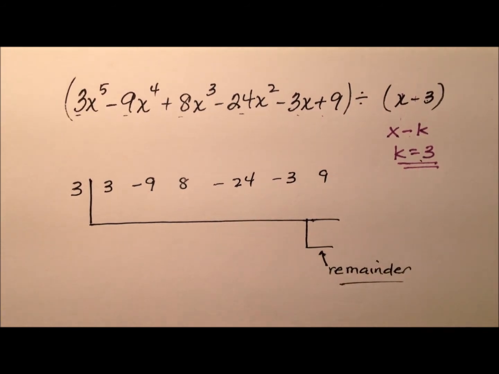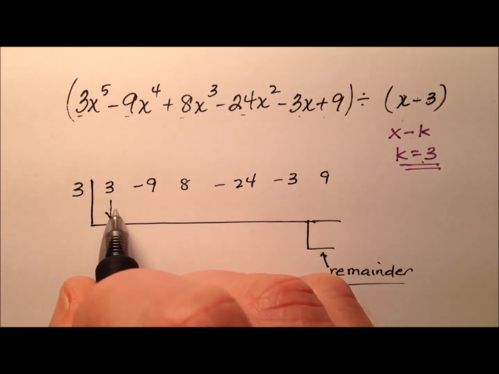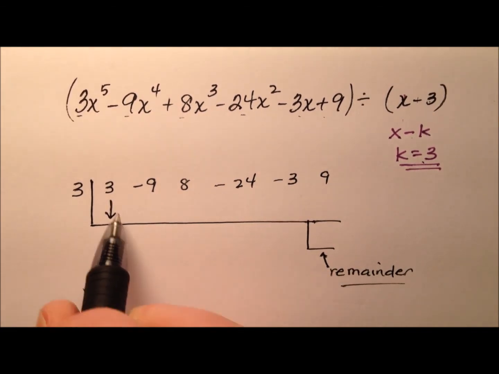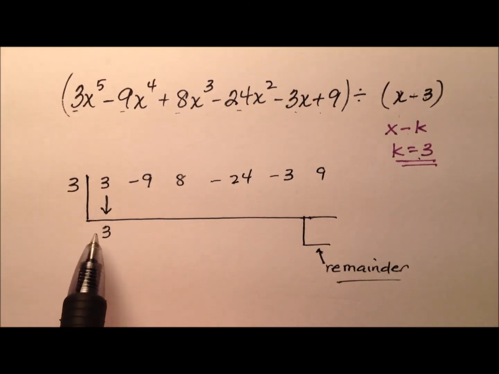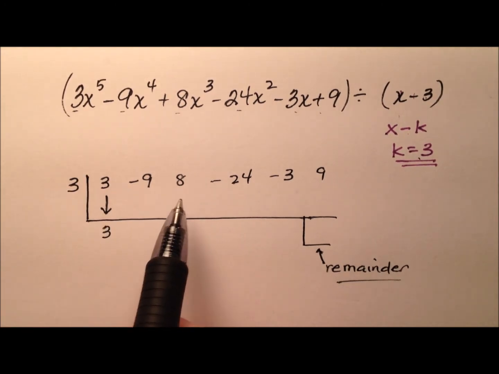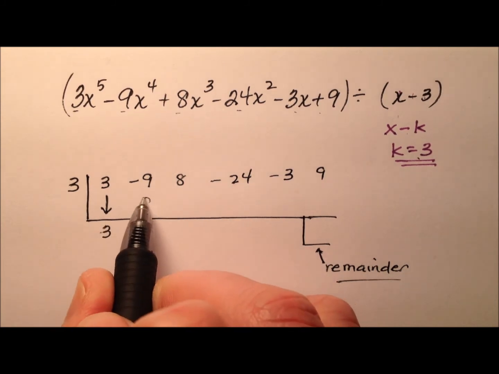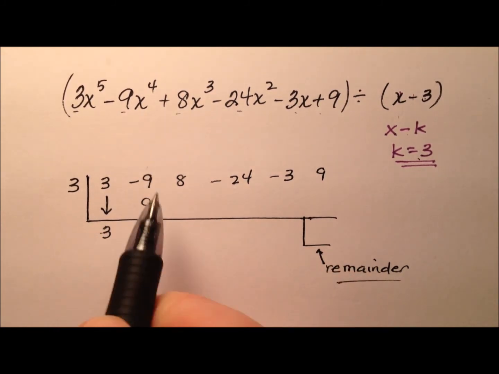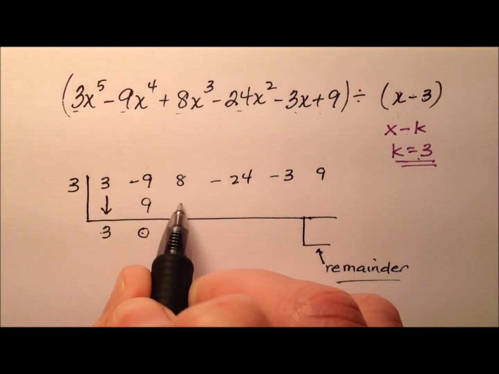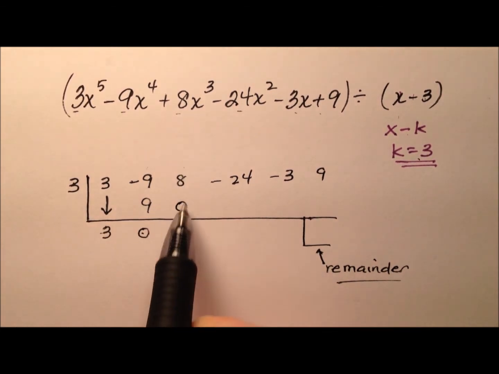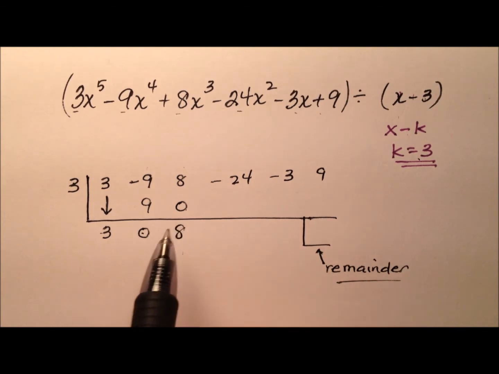Okay? So the first thing for synthetic division is go ahead and bring down this leading coefficient, so 3, and then we're going to go through a process of multiplication and addition, multiplication and addition. So 3 times 3 is 9, and let's go ahead and add these up. So negative 9 plus 9 is 0. 3 times 0 is 0. Let's go ahead and add this column up. 8 plus 0 is 8.